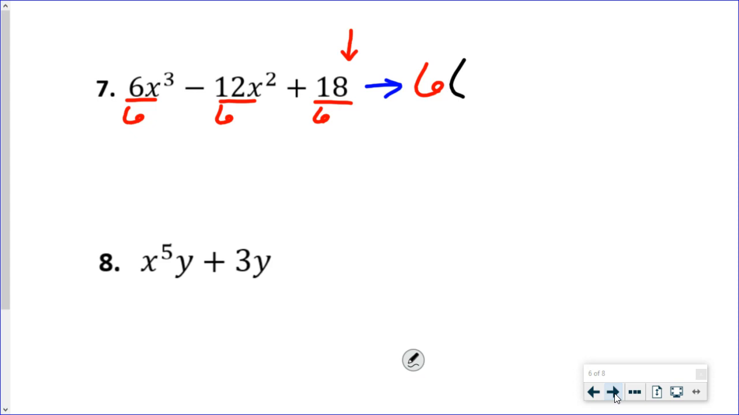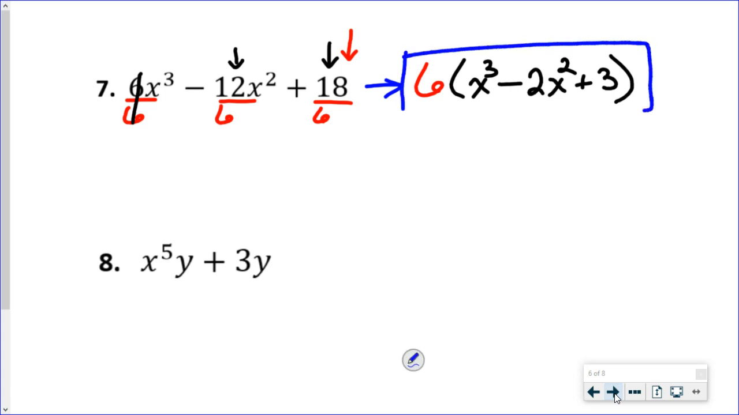Okay, so when I divide out, those cancel. So my first term in the parentheses is x to the third, then a minus sign. This becomes 2x squared. And my final thing right here is plus 3. So I have factored out a 6, and what's left inside is that, but I factored out the 6.